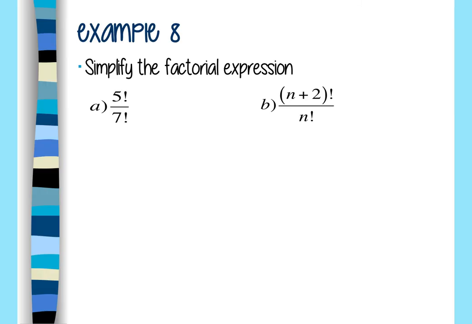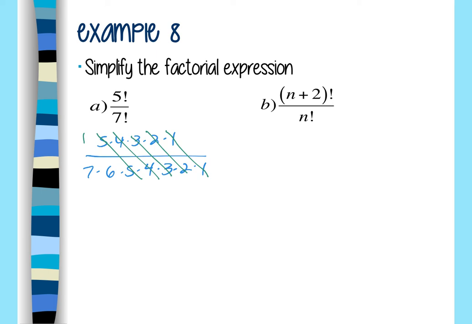All right, so if I did A, which is 5 factorial over 7 factorial, if you wrote it all the way out, it would be 5 times 4 times 3 times 2 times 1 over 7 times 6 times 5 times 4 times 3 times 2 times 1. Would you want to multiply all that out and then try to find a common denominator and then cancel it out? No. So what you can do is I would know both 1s are going to cancel. I would know both 2s are going to cancel. I would know both 3s, both 4s, and both 5s. So what's left in the top? 1. What's left in the bottom? 7 times 6, which is 42.